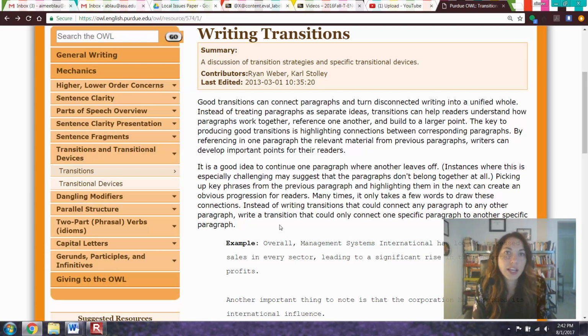So when you're starting out with transitions, my advice to you is to write your entire paper and then go back and add in those transitions after you're done drafting. Then as you become more comfortable with them, you'll find that you're adding in these transitions automatically, and it becomes very natural to you to start making those connections as you're drafting.